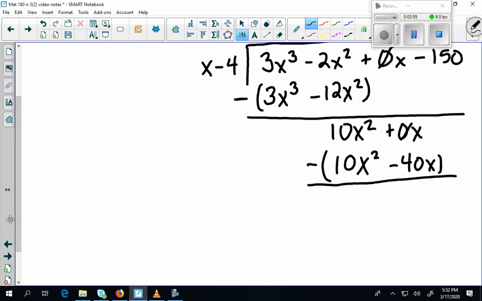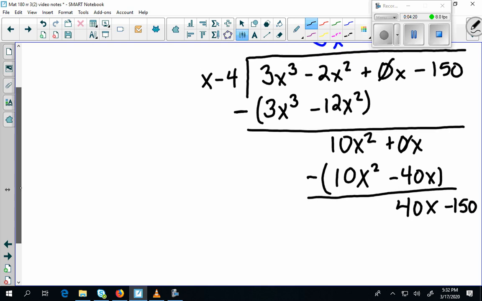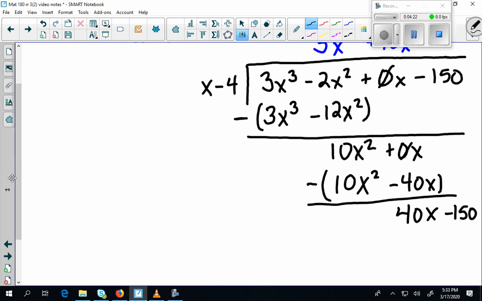So 10x squared minus 10x squared, well, that's easy. That's just nothing. And then 0x minus negative 40x should give me positive 40x. And I'm bringing down, luckily, my last term here, negative 150.